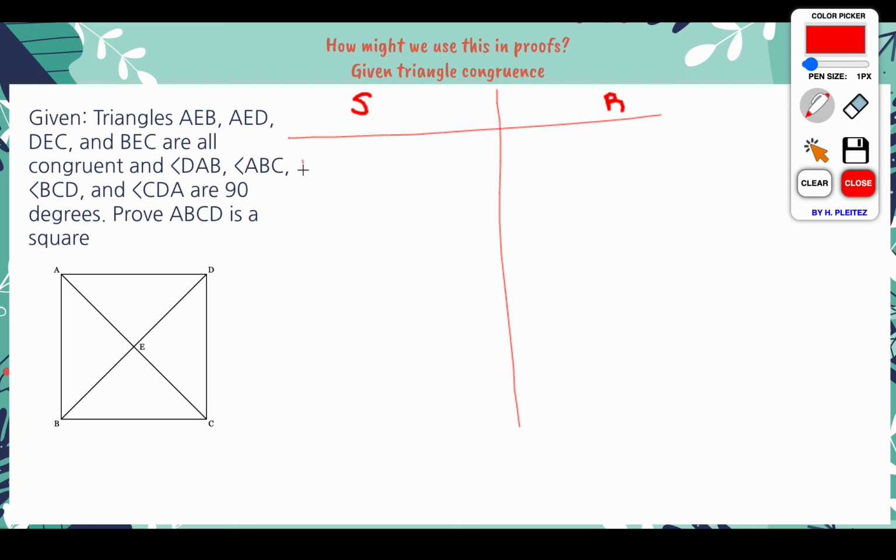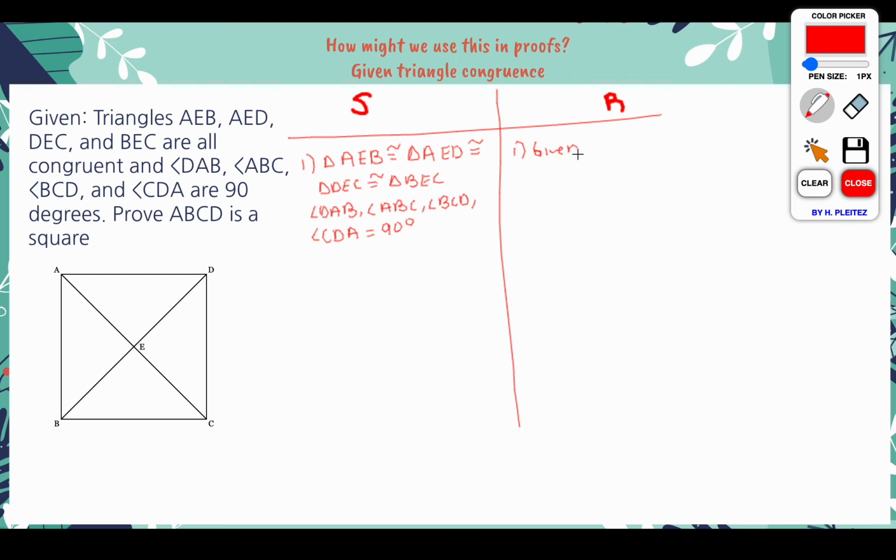And this given is very long, but we're going to write it all out. We're not going to be lazy here. If you're lazy, you're risking losing points. So triangle AEB is congruent to triangle AED, is congruent to triangle DEC, is congruent to triangle BEC, and we have angle DAB, angle ABC, angle BCD, and angle CDA all equal 90 degrees, and we have that as our given.